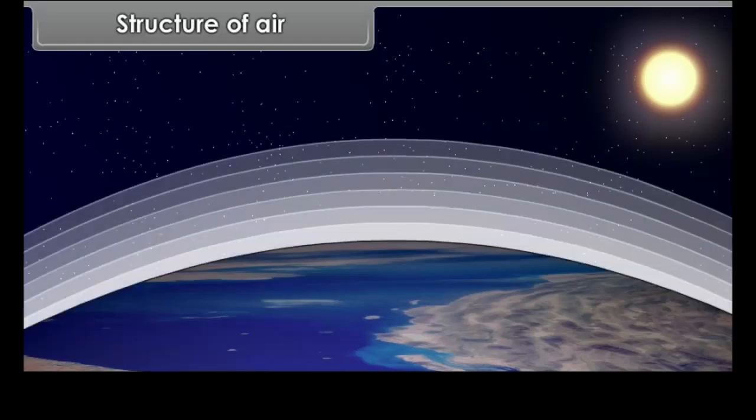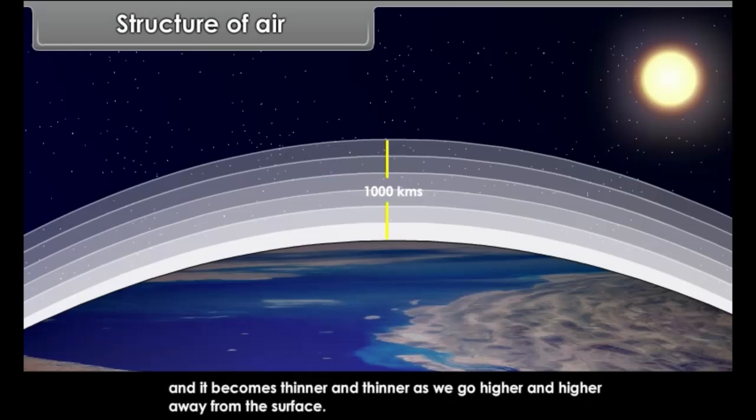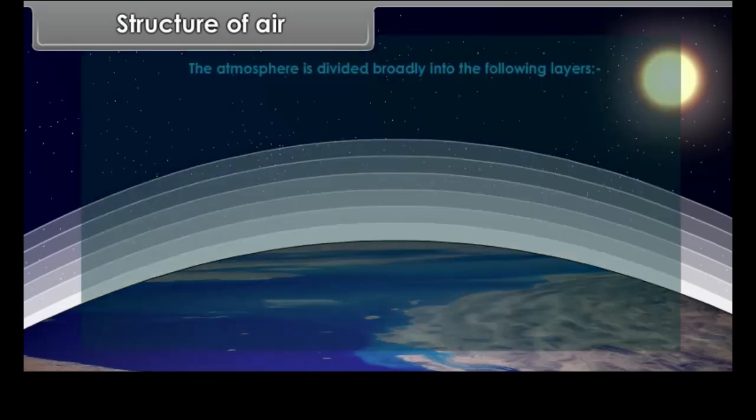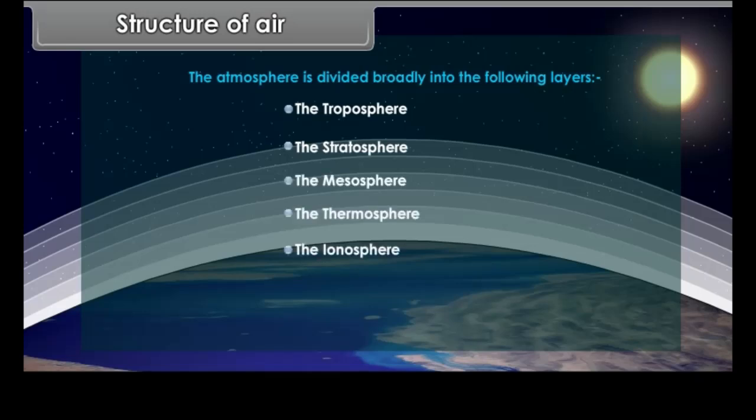Structure of air. The atmosphere extends to over 1,000 kilometers above the surface of the earth. The densest mass of air is near the earth's surface and it becomes thinner and thinner as we go higher and higher away from the surface. The atmosphere is divided broadly into the following layers: the troposphere, the stratosphere, the mesosphere, the thermosphere, the ionosphere, and the exosphere.